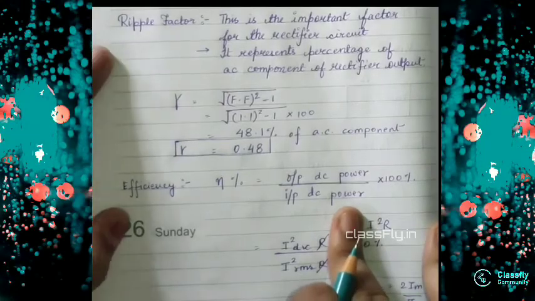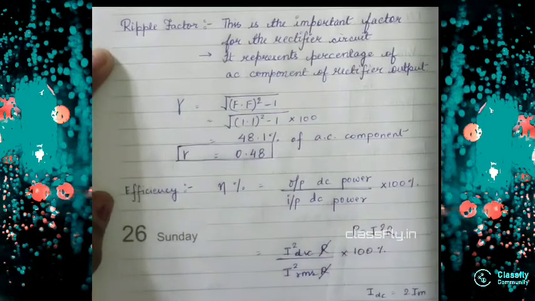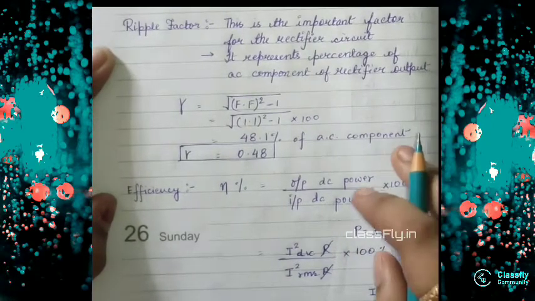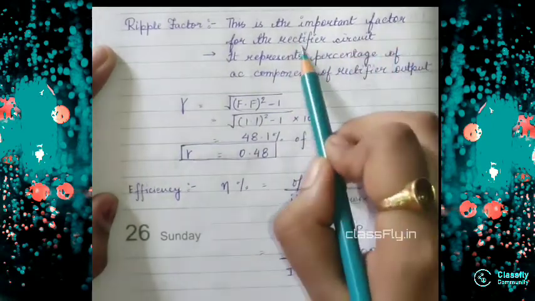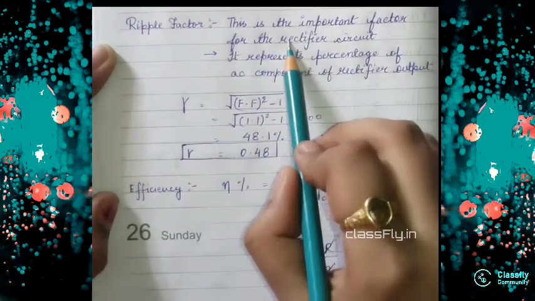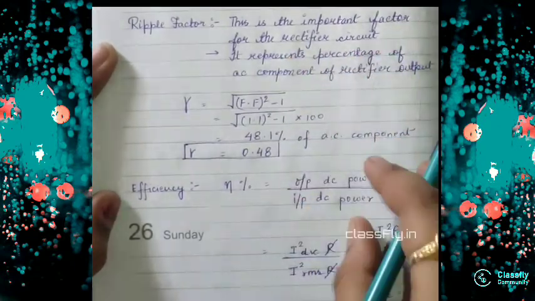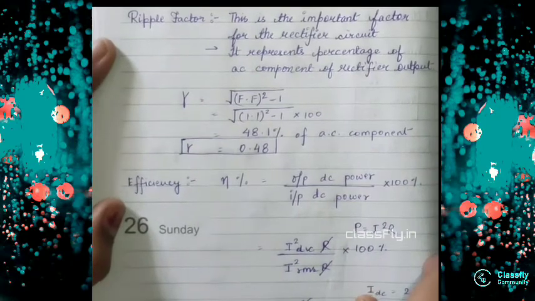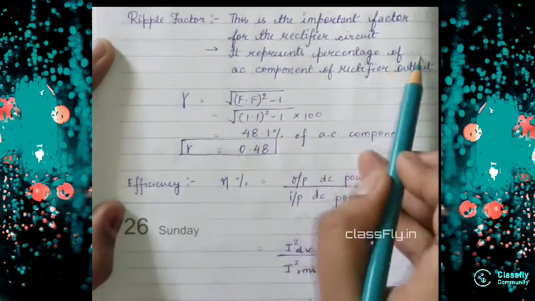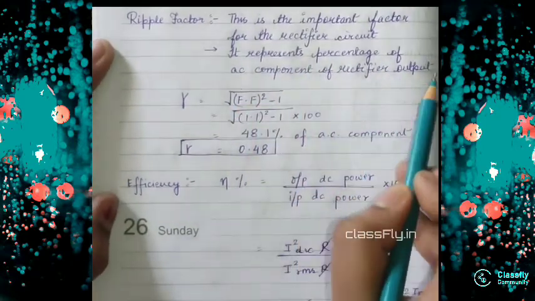So now let's see what ripple factor is. This is the most important factor for a rectifier circuit. It tells us how much ripple happens. It represents the percentage of the AC component of the rectifier output.